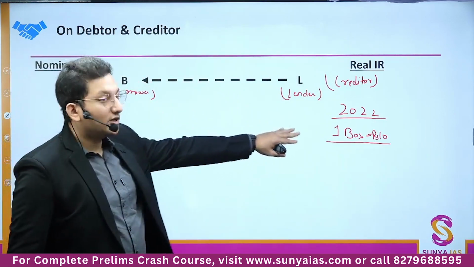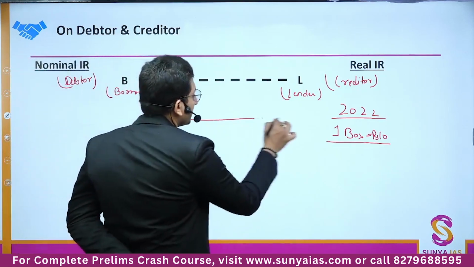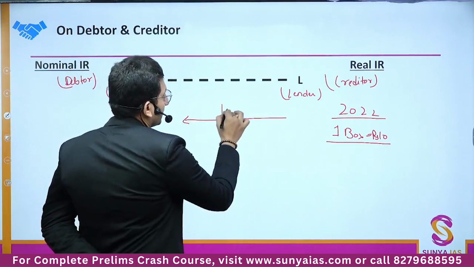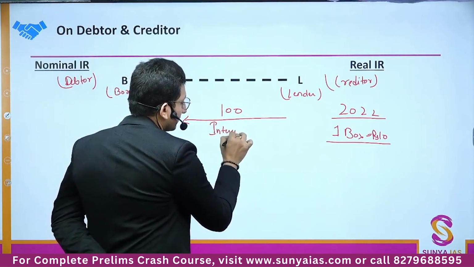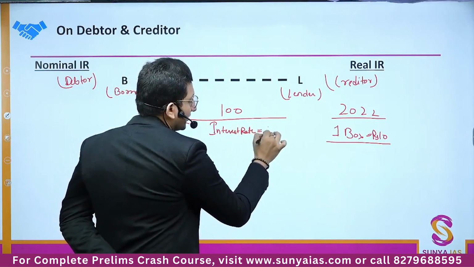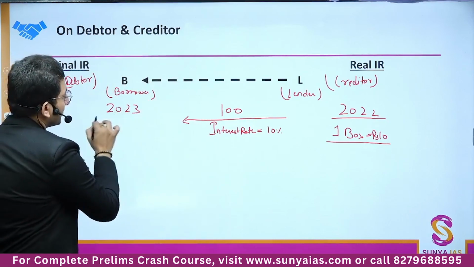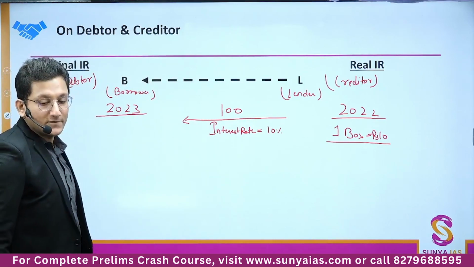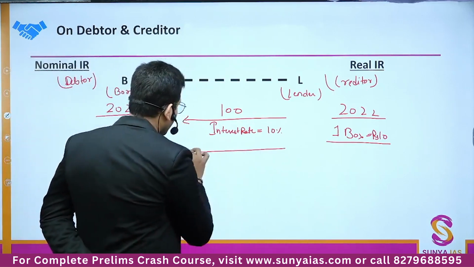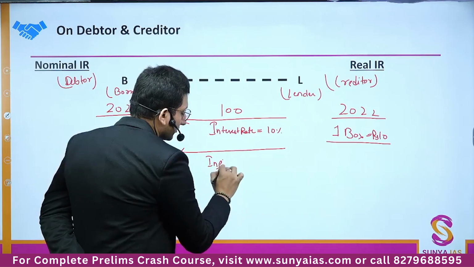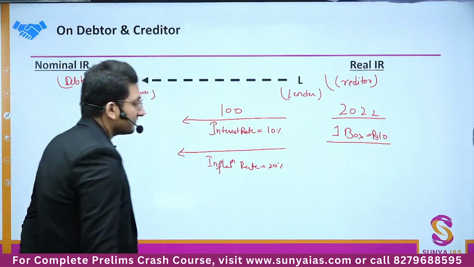And this particular lender is providing certain goods or you can say in money also to this particular person. Suppose कीजिए इसने 100 रुपीस provide किए at the interest rate of 10%, right? अब इसको क्या करना है, 2023 में ये पैसा वापस करना है. Getting? But here, in this 1 year time frame, the inflation rate is 20%, suppose. ठीक है, inflation rate था 20%.